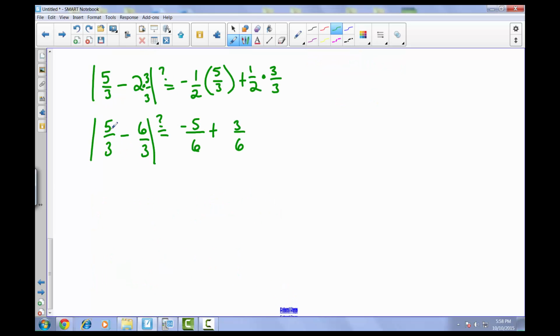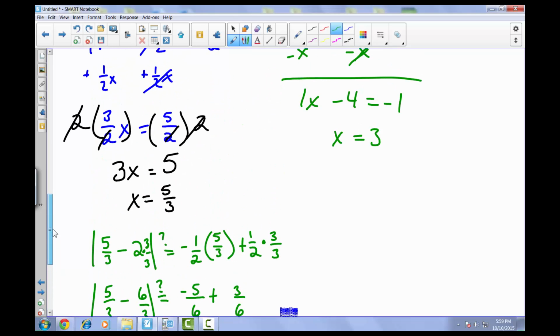In our absolute value, we have 5 minus 6. That's negative 1 over 3. Is that equal to negative 5 plus 3 gives us negative 2 over 6? And then the absolute value of negative 1/3 comes out to be positive 1/3. Is that equal to negative 2 divided by 6? That can be simplified down to negative 1/3. And unfortunately, 1/3 is not equal to negative 1/3, and as a result, this would be an extraneous solution.